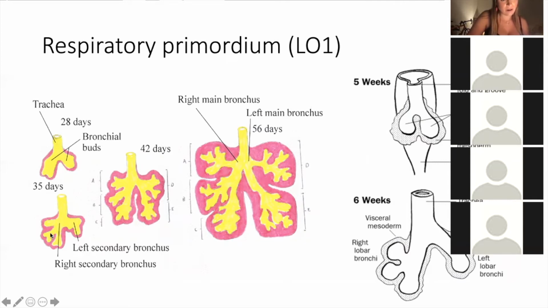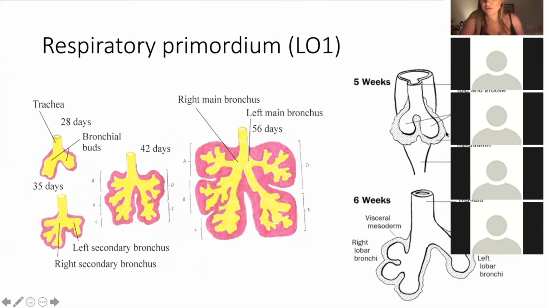By day 35, we've now got secondary bronchi forming. This further develops at day 42. And then by day 56, we've got a pretty good bronchial tree at this point that's formed. And again, over on the right-hand side, you can see at 5 weeks, we've got this laryngotracheal fold and groove coming off with the esophagus posterior.